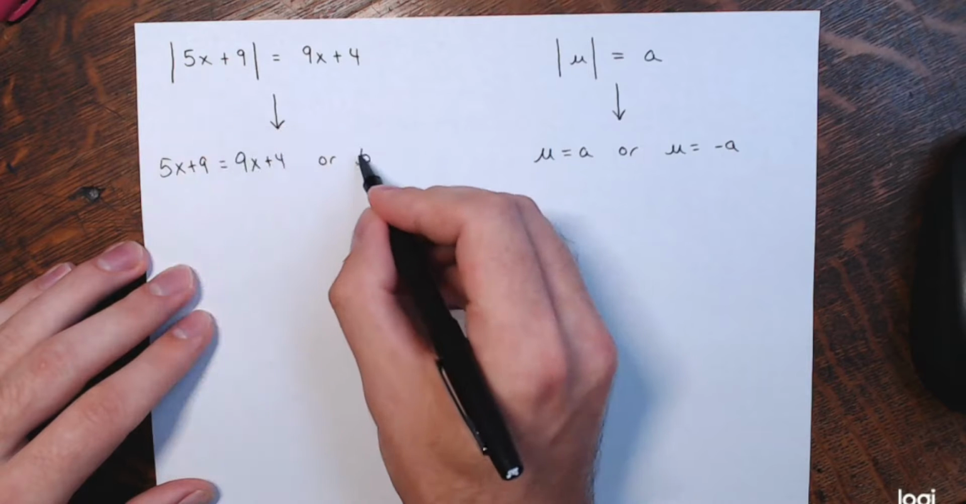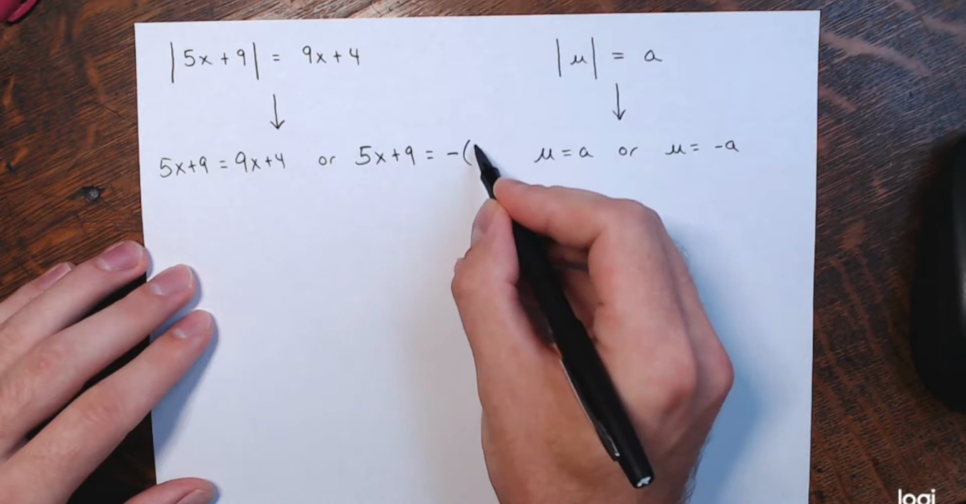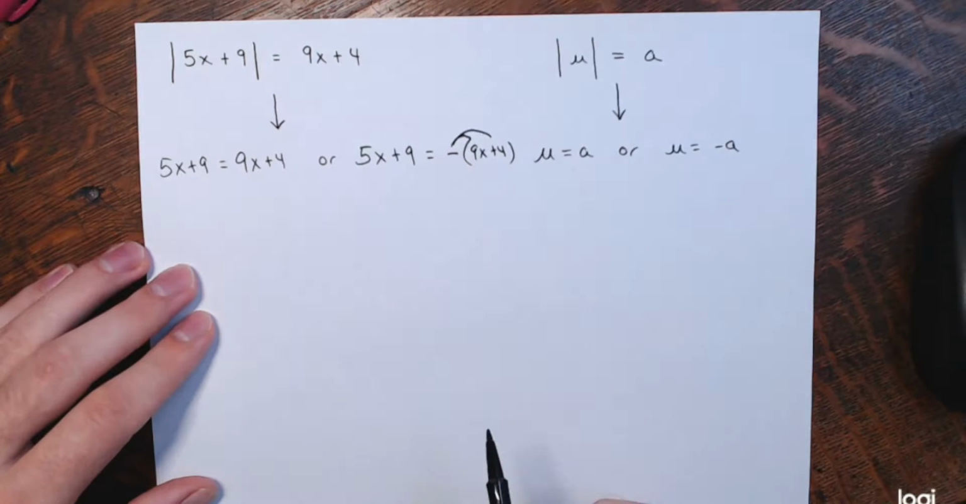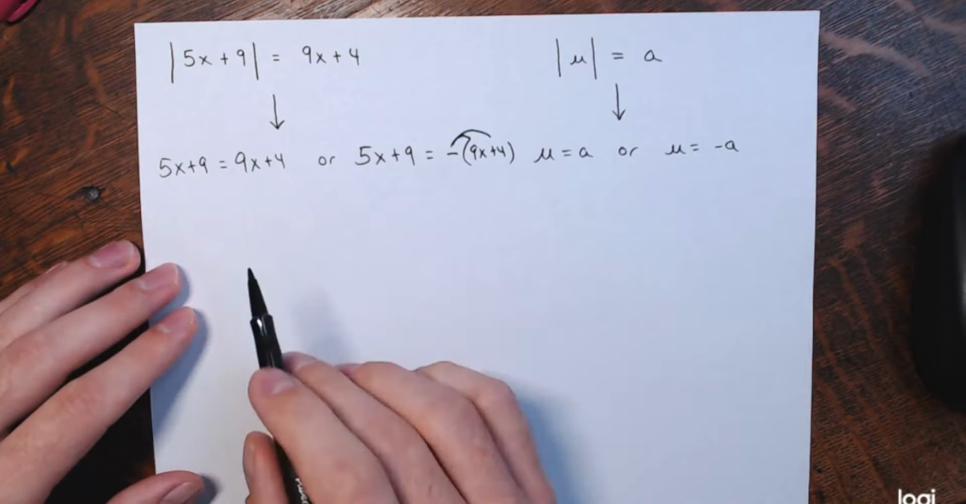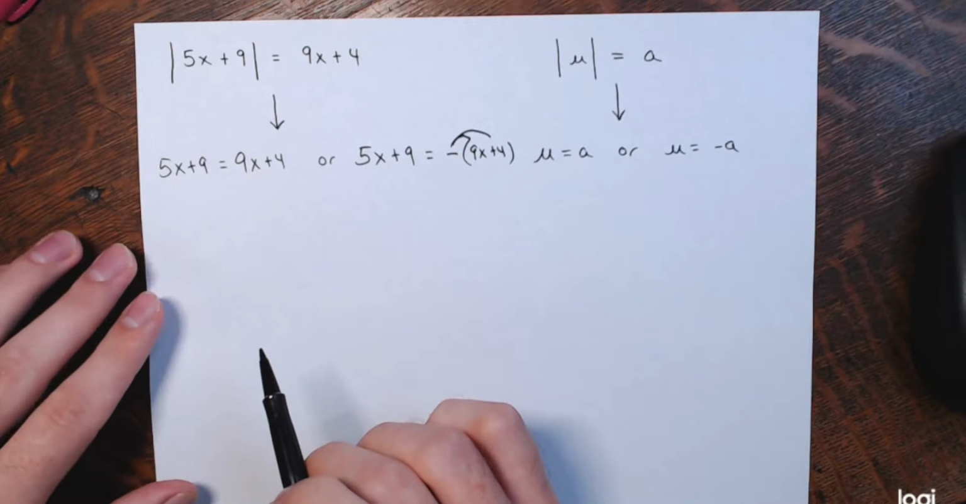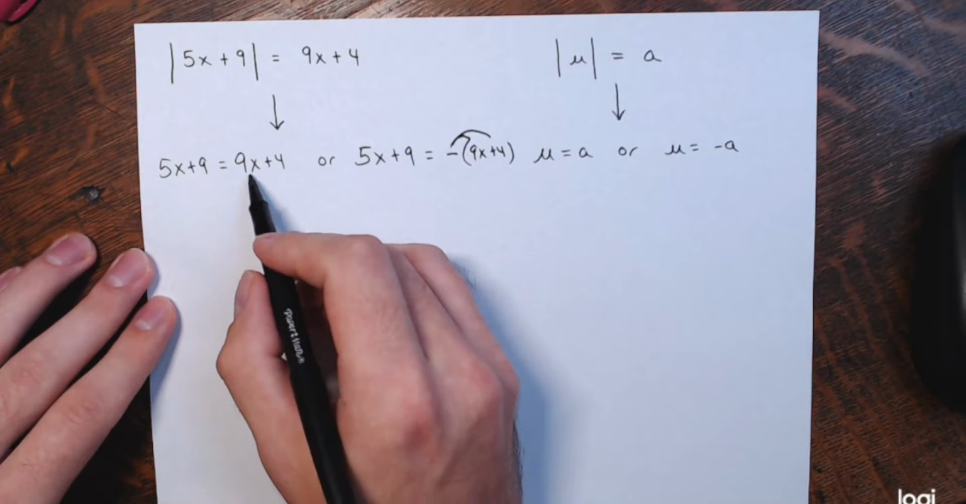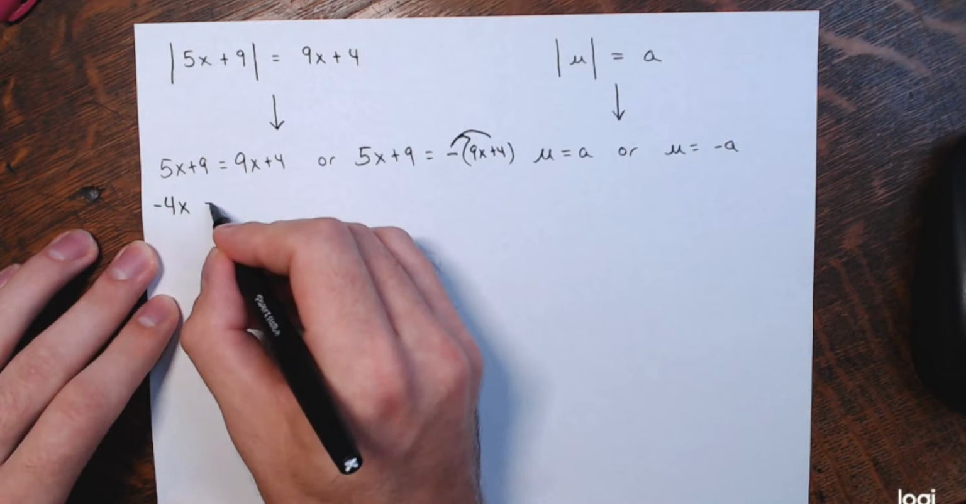5x plus 9 equals the opposite of 9x plus 4, right? Negative 1 times the quantity 9x plus 4, so we'll have to distribute a negative over there. All right, then I solve each one of these equations separately and then check the solutions back in the original equation.